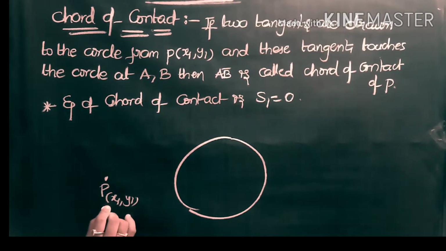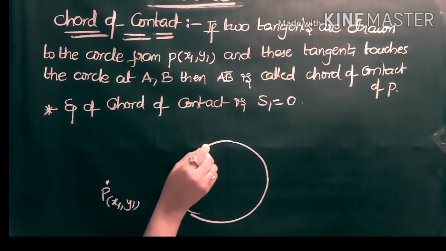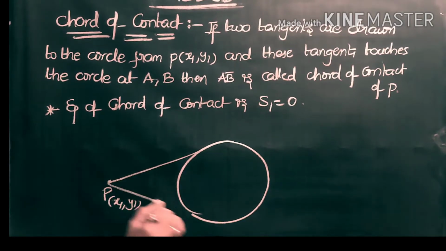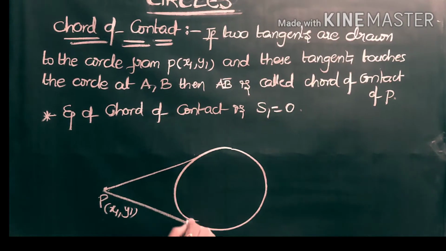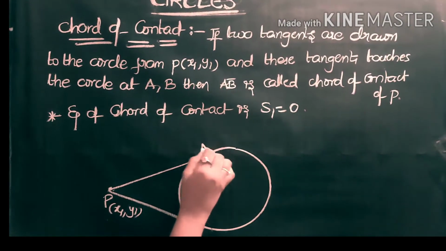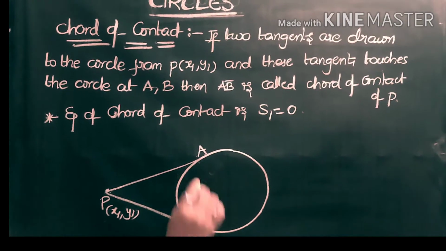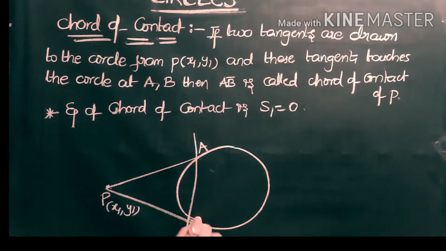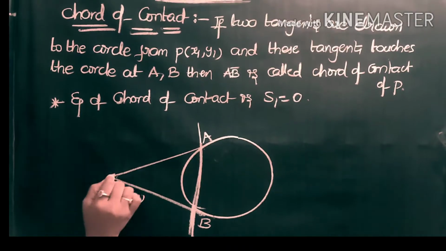We are taking one external point here. Now from this external point we are drawing two tangents to the given circle. These are the tangents which are drawn from P to the given circle. Now the two tangents touch the circle at the points A, B. Then the line joining these two points A B is called the chord of contact of P.